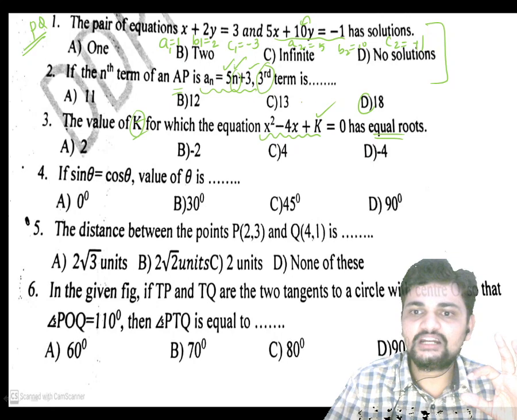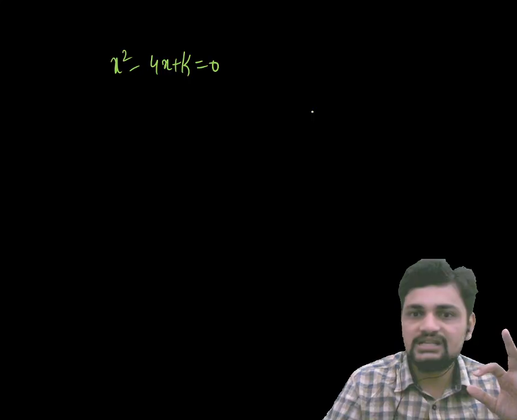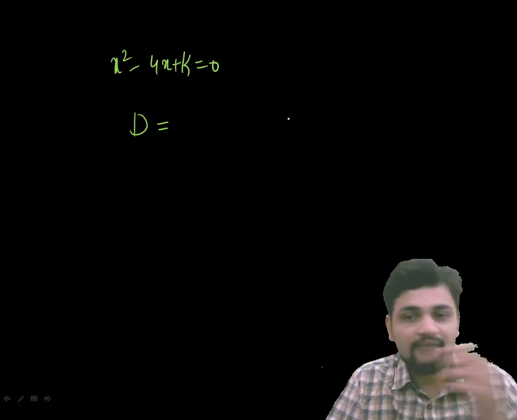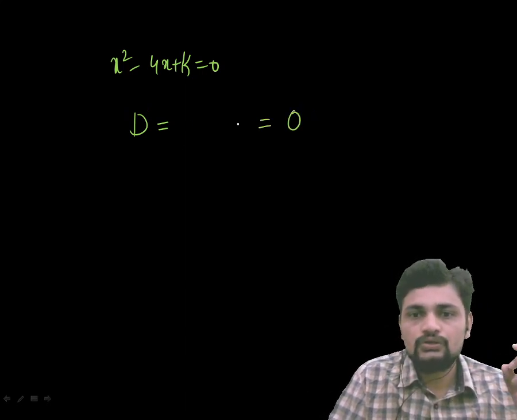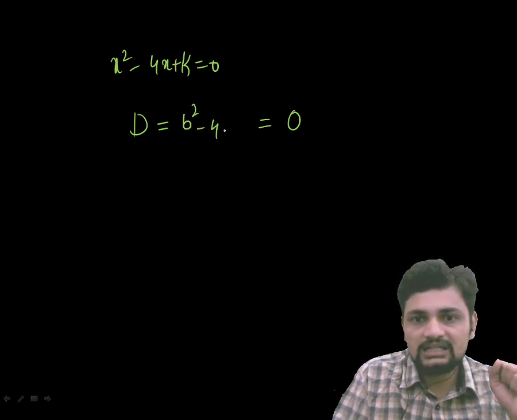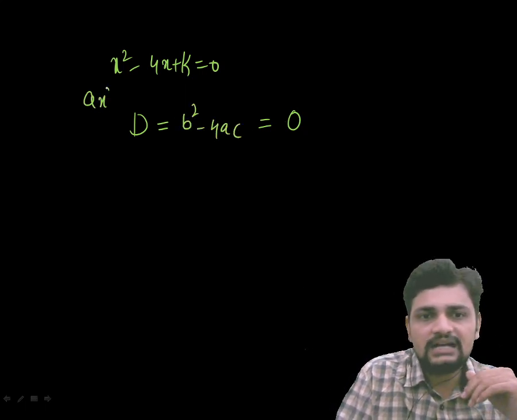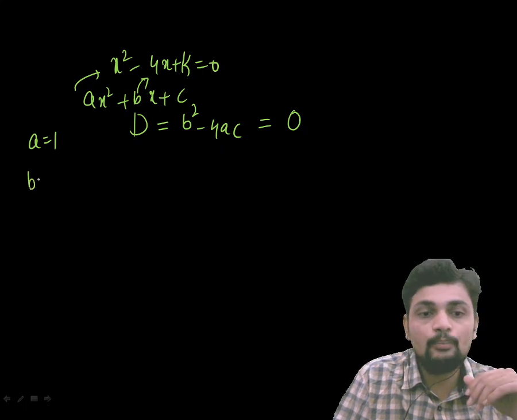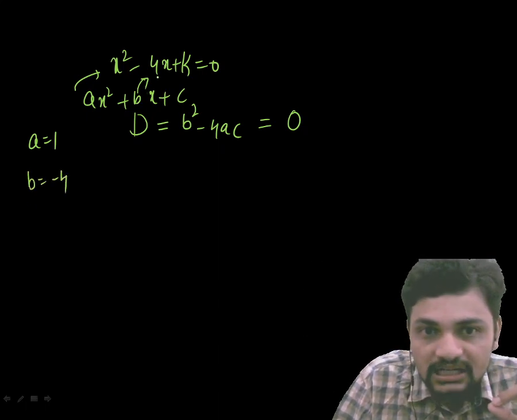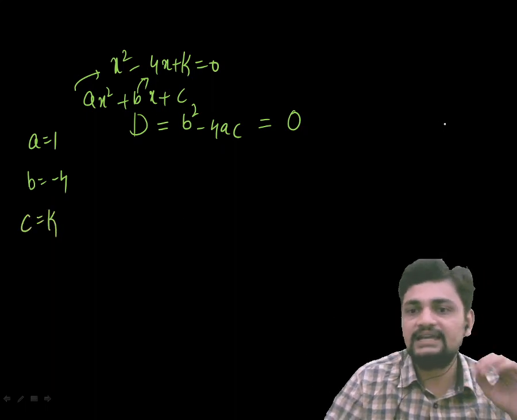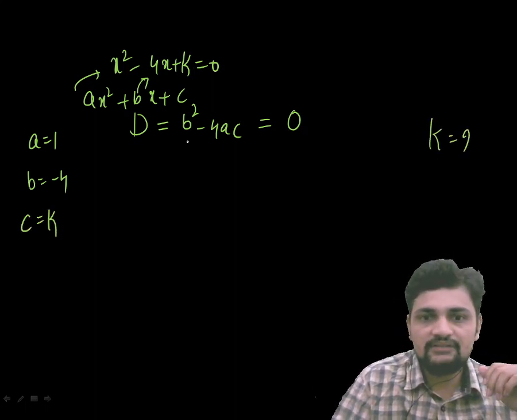So find out the discriminant of this and equate it with 0, because as per the hint given, the answers are having equal roots. So equal roots means we have to equate with 0. So discriminant is b square minus 4ac. Compare it with the standard quadratic equation. So you will get a equal to 1 and in place of b we have minus 4. Take the coefficient along with the sign, and c is a constant, which is my target, which I am finding here.